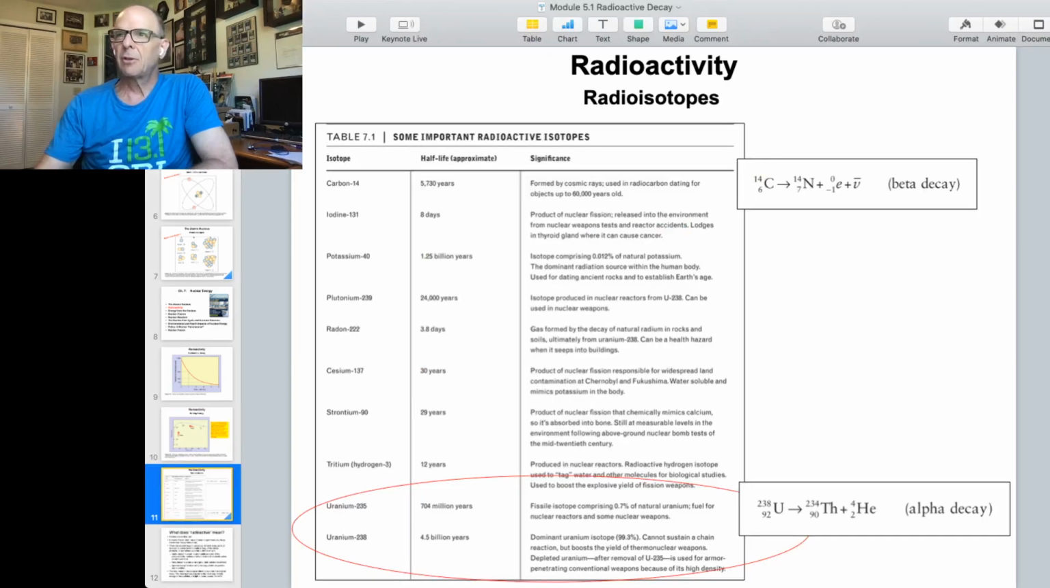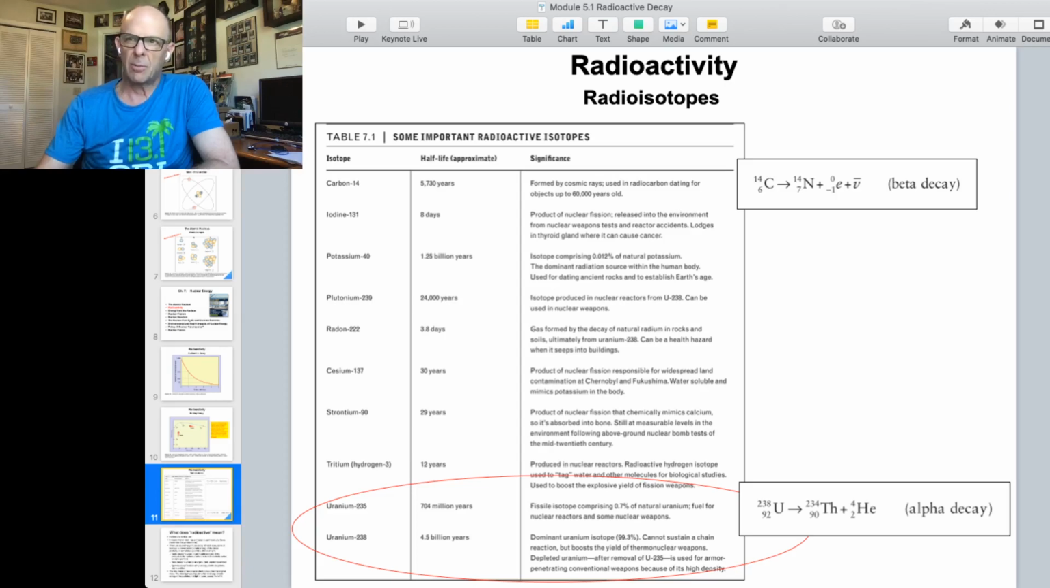So this is a summary of what the half-lives are for some radioactive elements. You can see uranium 235, that's one particular isotope of uranium, has a half-life of 700 million years. Uranium 238, a different isotope, and the most common form of uranium that we find naturally, has a half-life of 4.5 billion years. And the uranium isotope that we use in our nuclear power plants is uranium 235, which you can see is less than 1% of natural uranium.